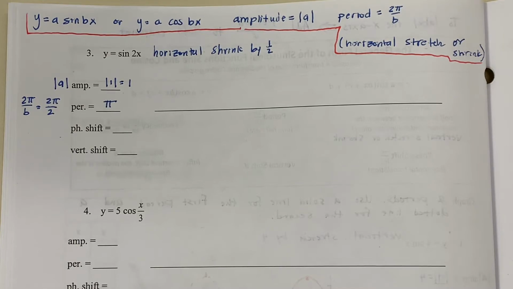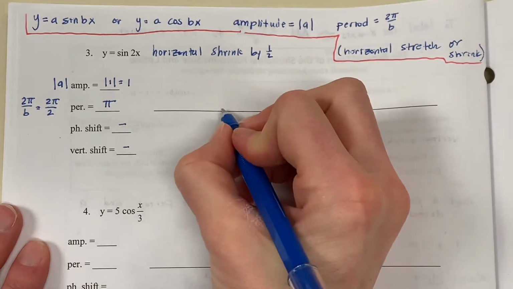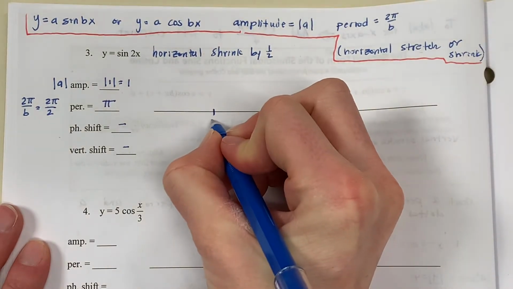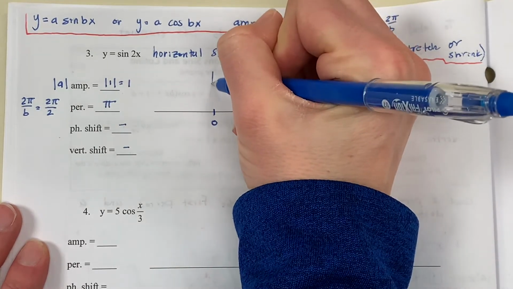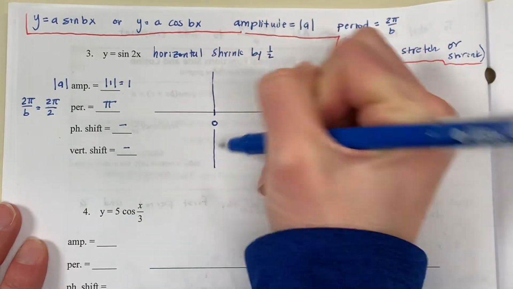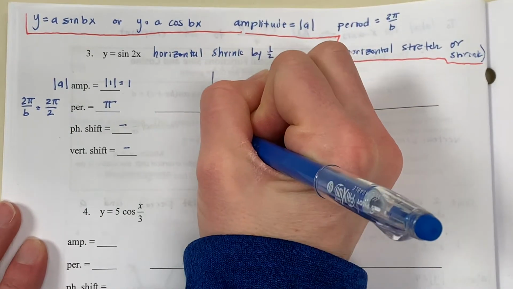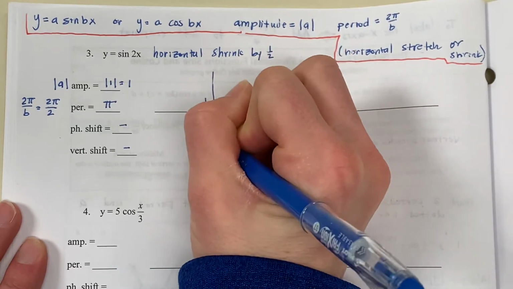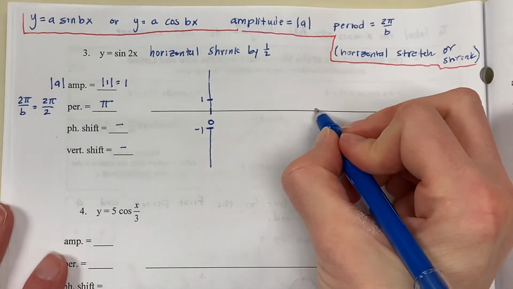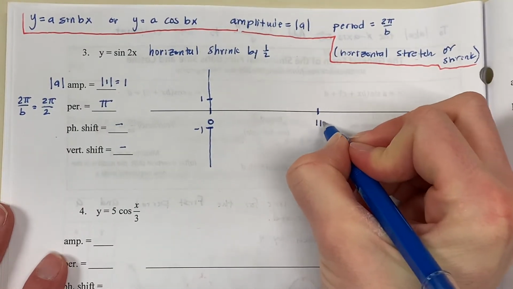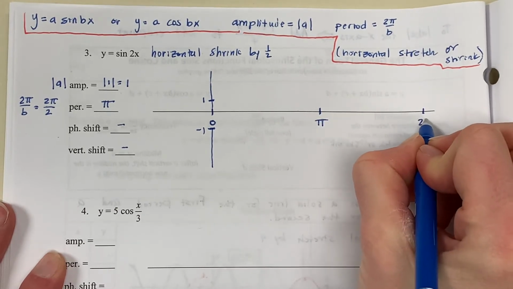Again, there's still no phase shift and no vertical shift. So this means that the x values of my 2 cycles are going to begin at 0, which is also the location of my y-axis. And I have a y value that goes up 1 and down 1, so I have 1 and -1. My first period ends at pi. Pi plus pi is 2 pi, so my second period is going to end at 2 pi.